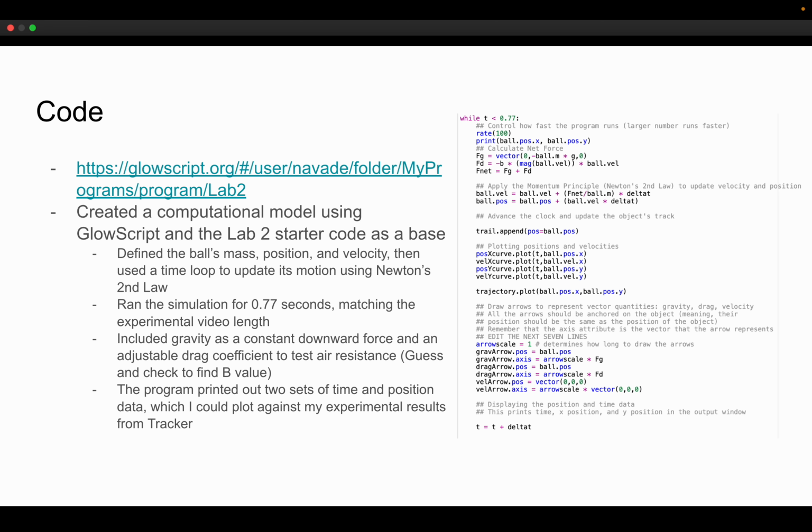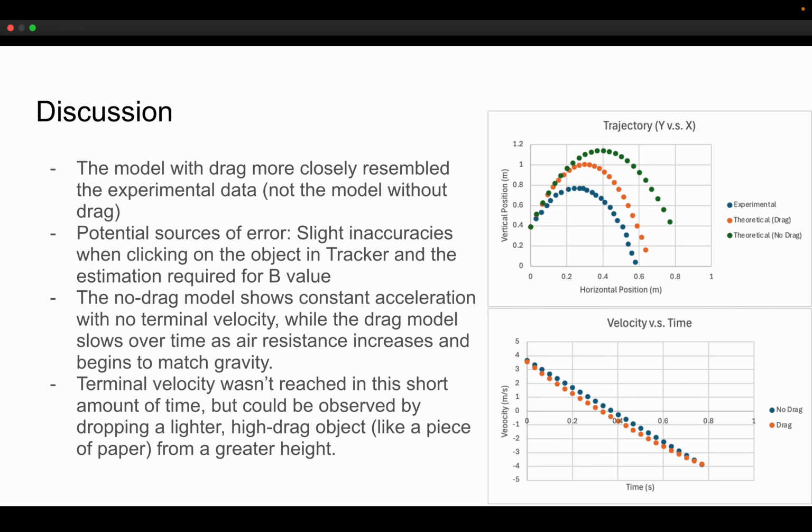I then adjusted the drag coefficient b using trial and error until the simulation closely matched my Tracker data. Finally, I plotted both model results against my experimental data to compare trajectories. And you can see that graph on the top right. The gravity-only model didn't match the real motion very well. It predicted constant acceleration with no slowing. The model with drag matched the Tracker data much better, especially after the ball peaked and started falling.